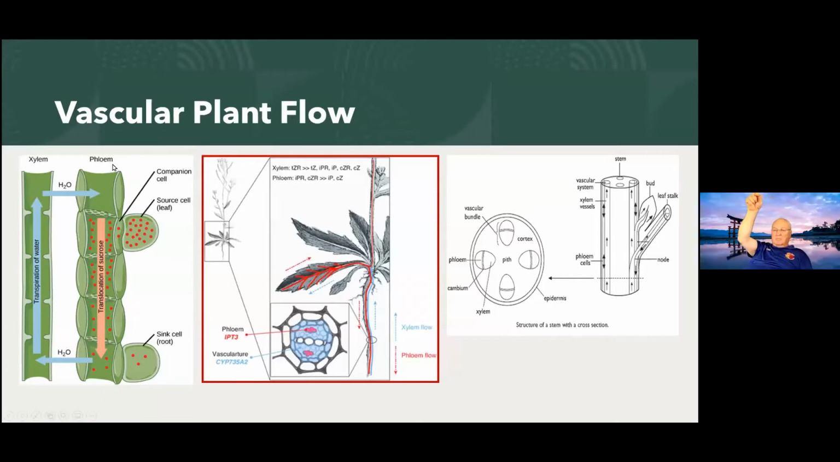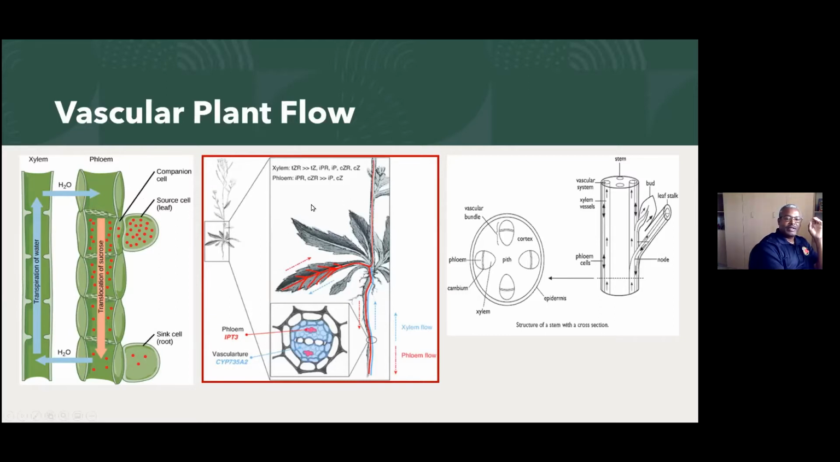The phloem, on the other hand, is bidirectional, meaning that it flows downward and it also flows upward to supply the leaves, the branches, through the stem, with the nutrients and, in this case, the sugars throughout the tree.